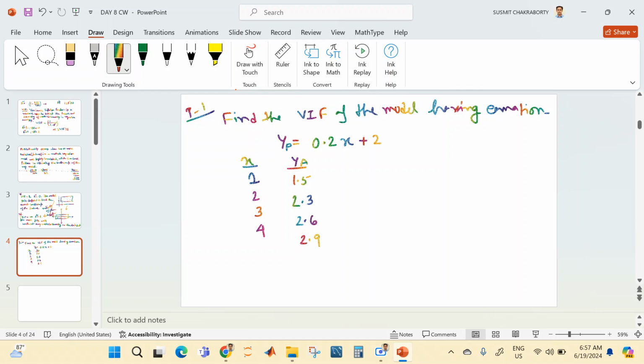Actually the first one is 1.9, sorry, I mistakenly said 2.9. So this is the question: you have to find the VIF. This type of question will definitely be asked in the exam. It is a very common question. So this is the model, and this is the given data set. You have to find the VIF.